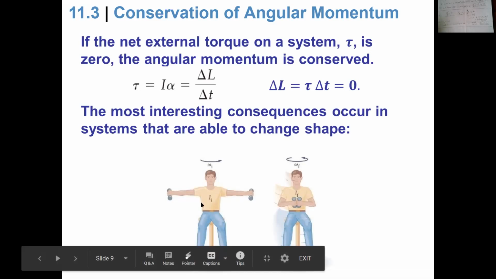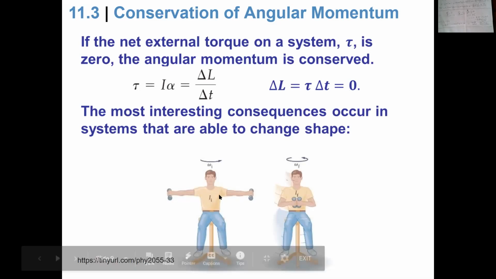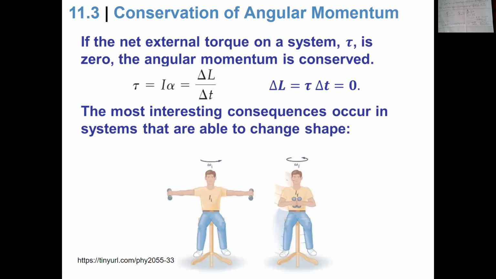Okay, so the moment of inertia in this scenario, when you have your arms and legs extended, is going to be larger than the moment of inertia when you have your arms and legs pulled in. So your moment of inertia will decrease, then your angular speed will increase. That gives you the same angular momentum.